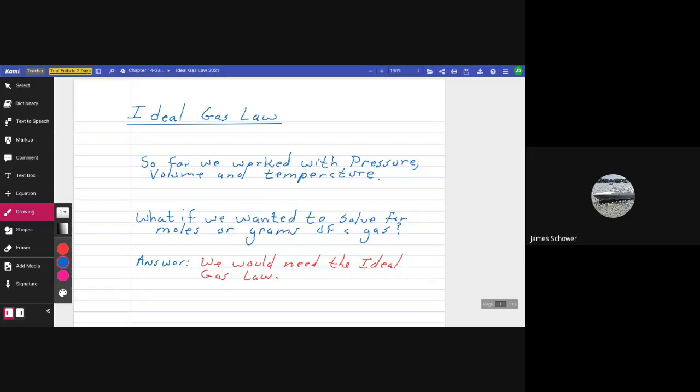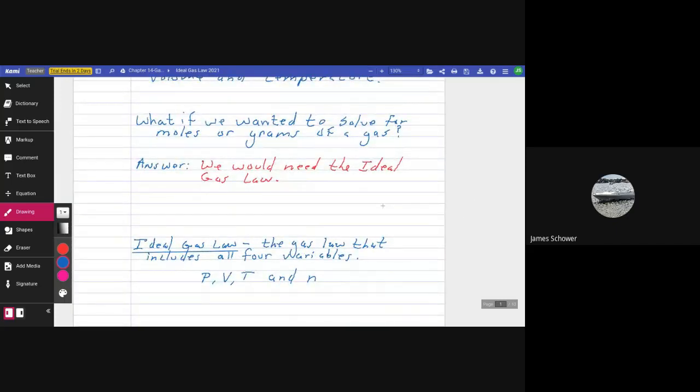Now, we've worked so far with pressure, volume, and temperature through the combined gas law, Charles's law, and Boyle's law. Then we talked about the combined gas law with all three of them put together. Now, what if we wanted to solve for, say, grams of a gas or moles of a gas? What do we do? Well, we're going to need the ideal gas law. The ideal gas law is the gas law that includes all four variables, P, V, T, and n for moles. And remember, you can go from moles to grams easily using the mole map.